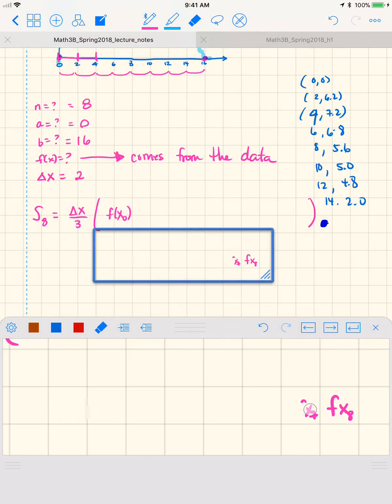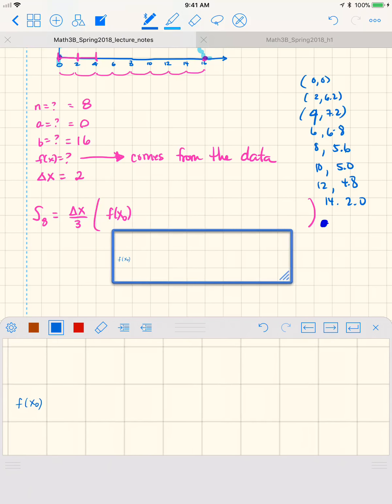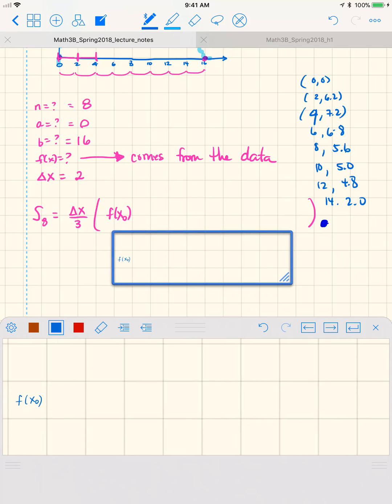Okay, let's try this over. Let's try it again. So I've got f of x naught. Oh, this is much better. And then f of x 8. 4 times f of x1. Okay, 4 times f of x7. 2 times f of x2, right? Because I need 1, 4, 2, 4, 2, 4, 2, 4, 1. Okay?